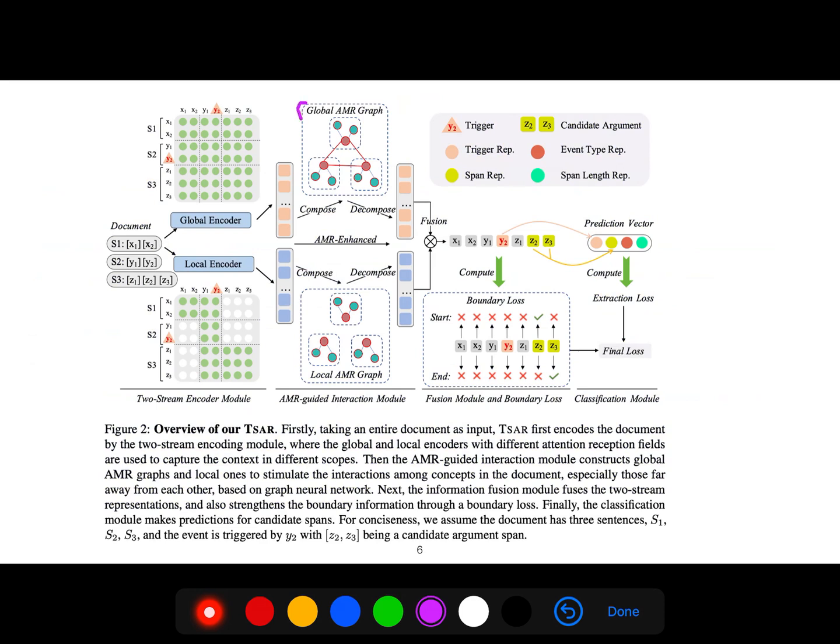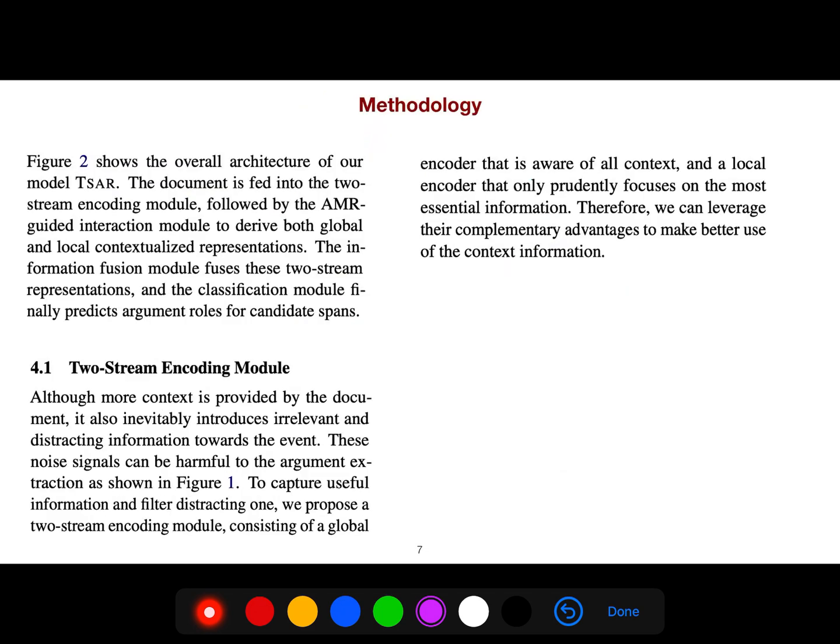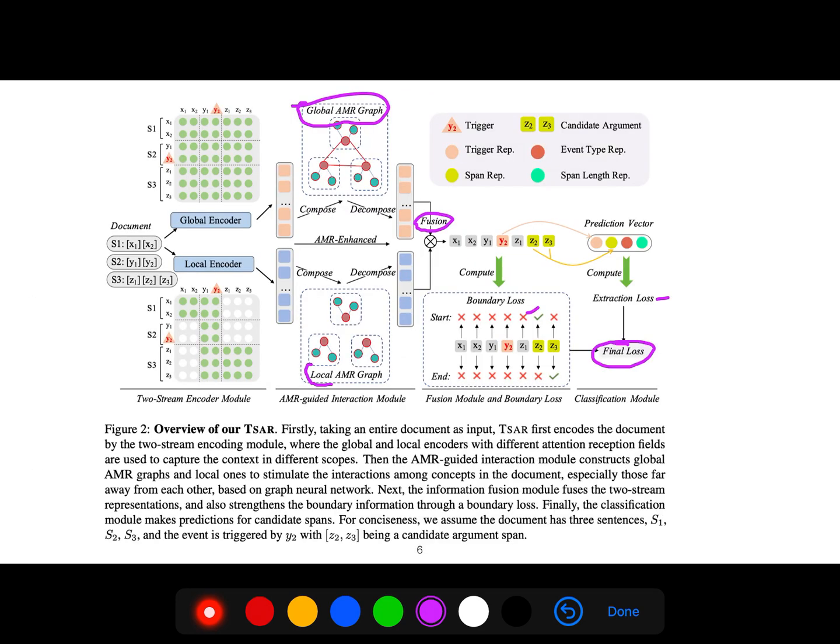So here we have global AMR graph, but here we have local. And then we have a fusion which combines them, and we have extraction loss, and because we have boundary loss as well. Then the final loss is a combination. So the document is fed into the two-stream encoding module, followed by the AMR guided interaction. So you see this AMR guided interaction, because first we have a local encoder and a global encoder. We have, for example, 3 sentences, and this is a two-stream encoder module.